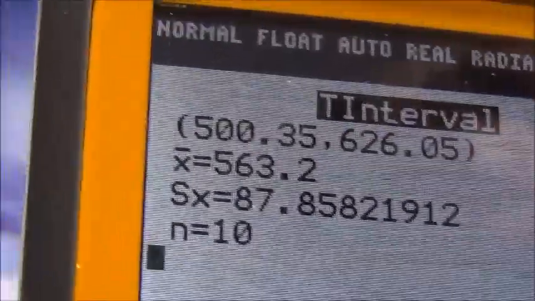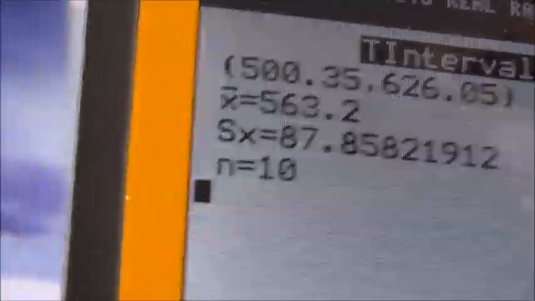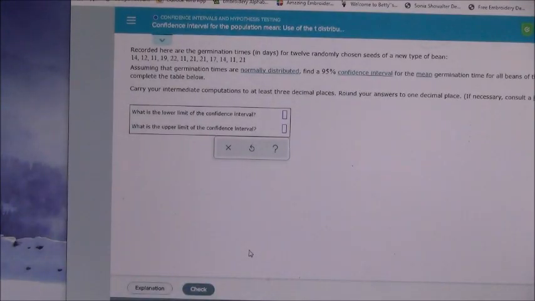Go ahead and on that one, it says to carry your computations to 3 decimal places, which since you're using your calculator you won't have to worry about, but round your answer to 1 decimal place. So watch on ALEKS, sometimes they have you round to different decimal places. This one says to round to 1 decimal place. So go ahead, type that list into your calculator and find the T interval for those values.